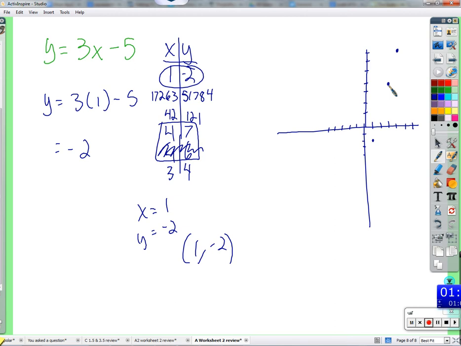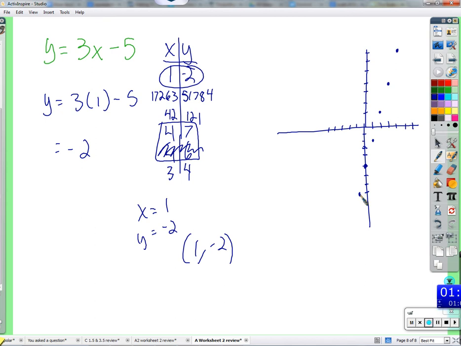So I start to plot more and more points, and what shape does this start to look like? A line. In this case, it starts to look more and more like a line. If we put in two, what do we get out? One. We've done one, two, three, four. How about zero? What are you going to do when you plug in zero? Negative 5. I put in 0 for x, I get out negative 5 for y. What if we put negative 1 in there? What do we get? Negative 8.